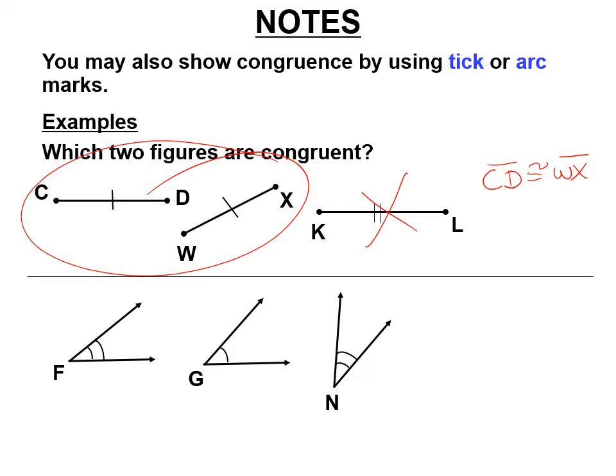Here, these are called arc marks, right? Arc is part of a circle. And so we can see that angle F is congruent, oops, I just wrote approximately to, congruent to angle N, right? Because they both have two arc marks.